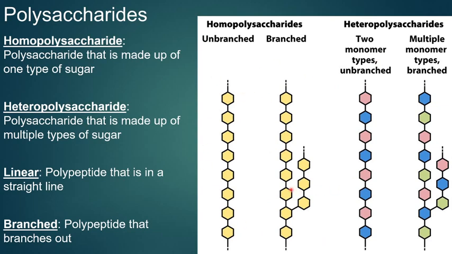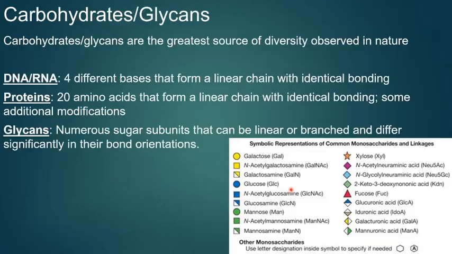And what you're going to be seeing in a moment is the sheer amount of diversity that we see with carbohydrates, with these polysaccharides here. Carbohydrates are the greatest source of diversity that we see in nature.